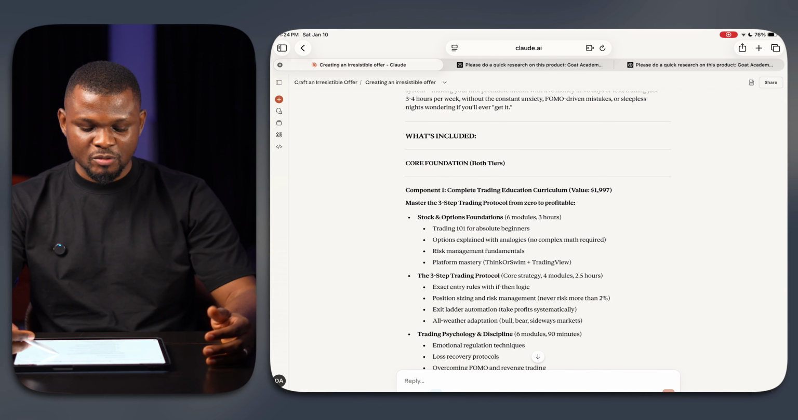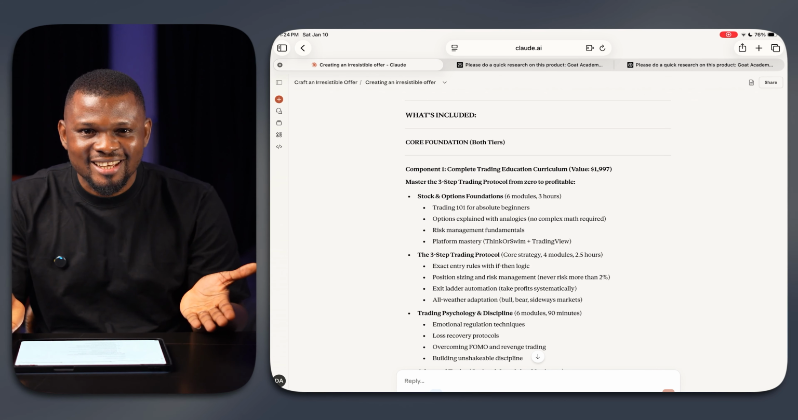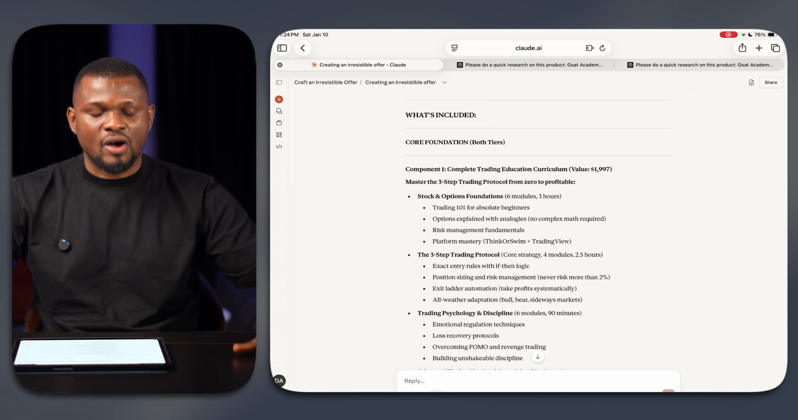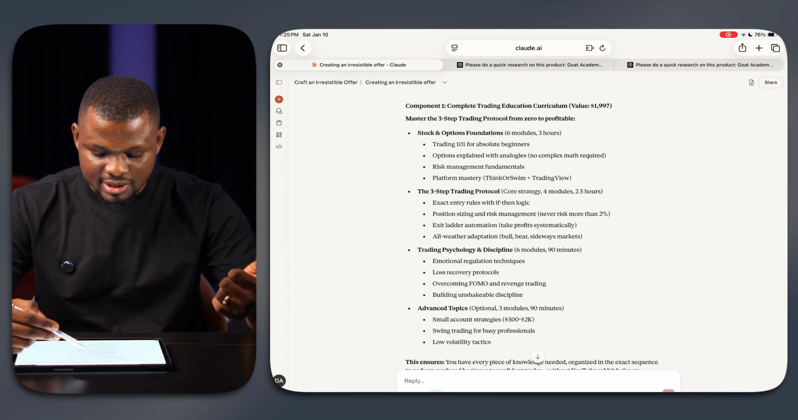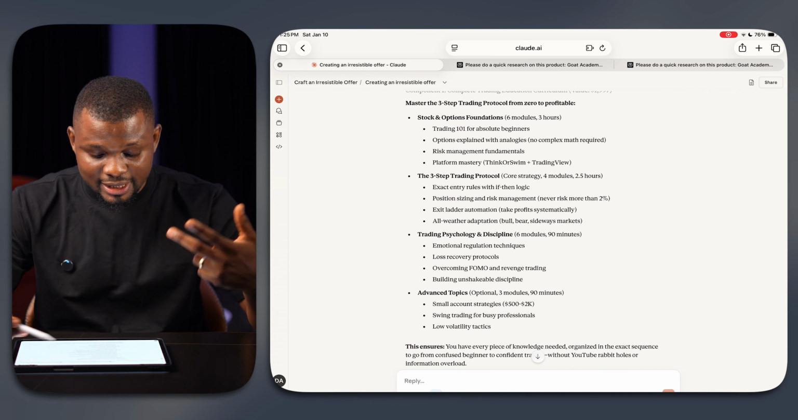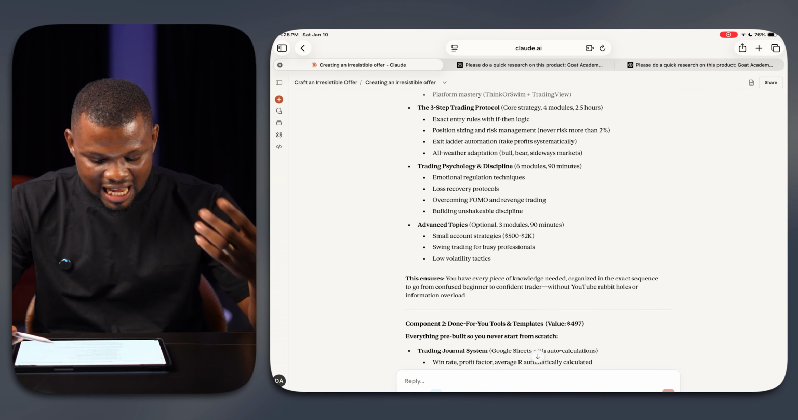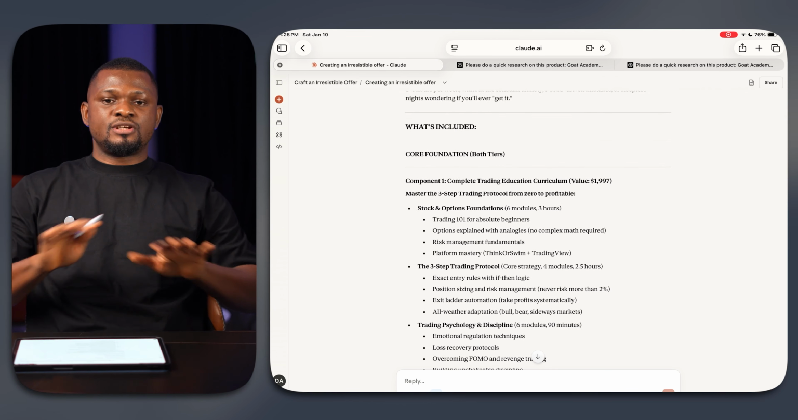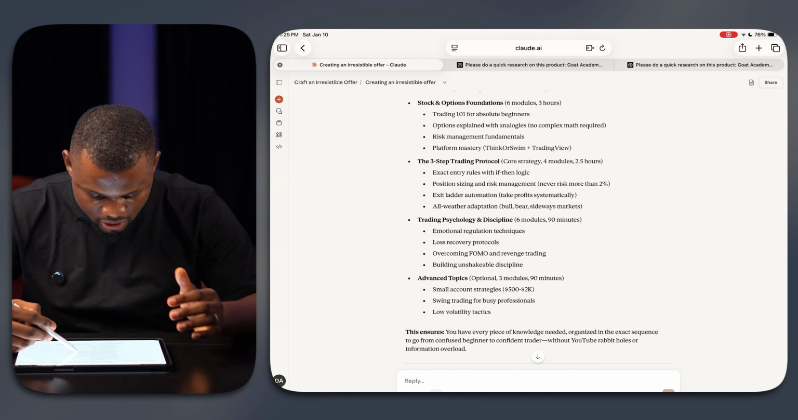So what's included? Remember, we have 2 different tiers for Felix, and it remembers that. The first one, it says, "Hey, this is the core foundation that everybody needs to have." Stock and option foundations: 6 modules, 3 hours of video. Then the 3-step trading protocol, trading psychology and discipline, and advanced topics. Now, these are foundational. Every single person, irrespective of the tier you're in, has this particular content.